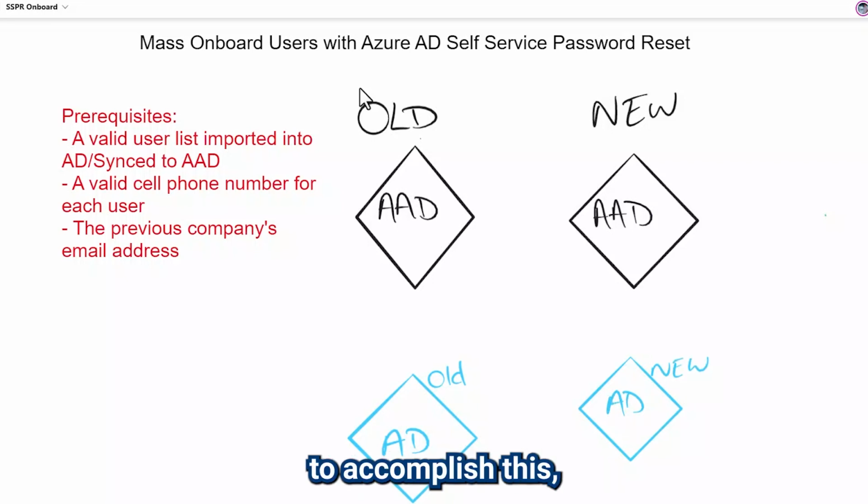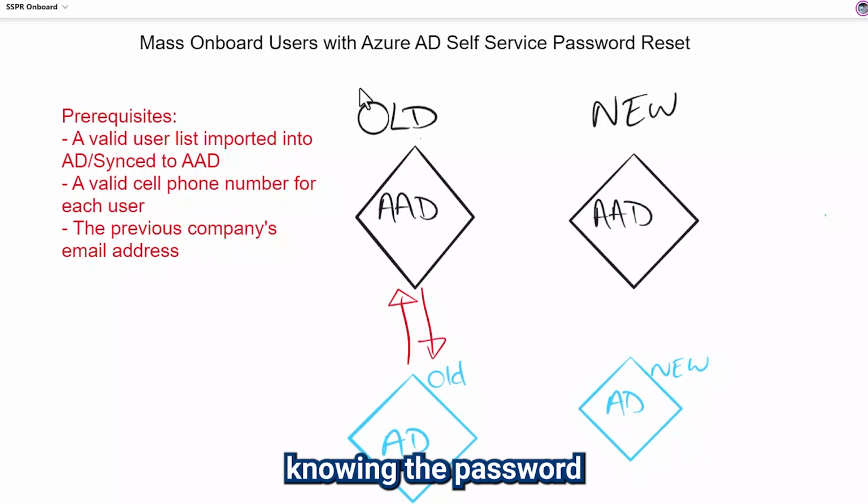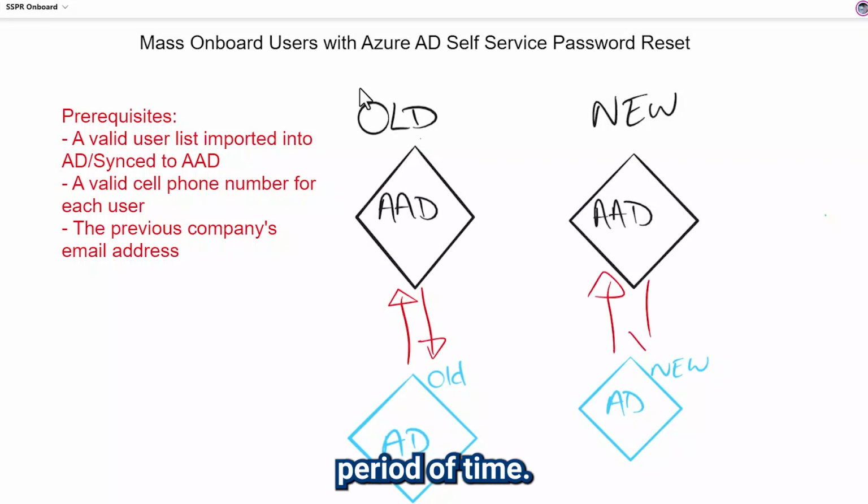There are a lot of different ways to accomplish this, and most of them involve someone other than the user knowing the password to the account for some period of time. I think in 2023 and going forward, one of the best options is to leverage Azure AD self-service password reset and automate the majority of the requirements for the process. We do need some good data to make this possible though.